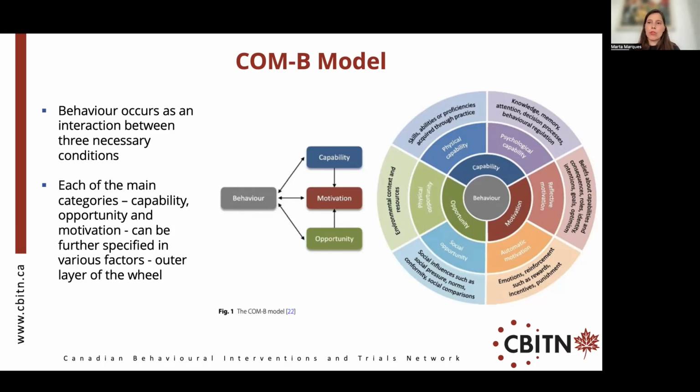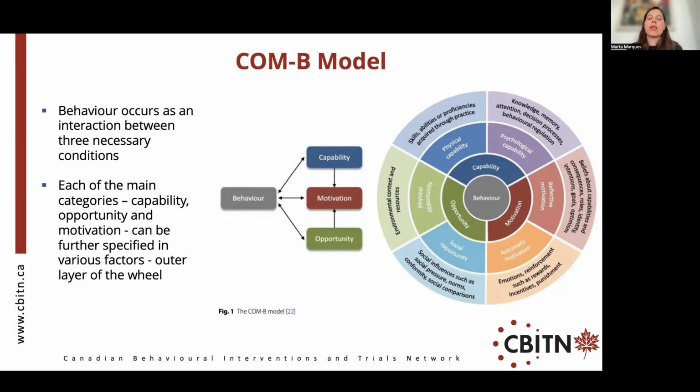What the COM-B model tries to tell you is that all the barriers, determinants and facilitators to the behaviors and to change can fit in each of these categories. And we do need to do an analysis of the categories to then be able to select the most important and most effective intervention types.